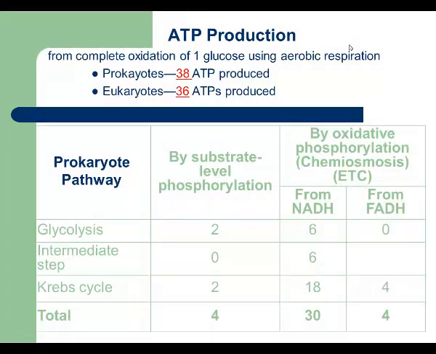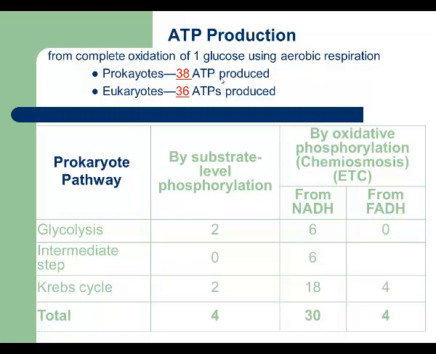This slide shows you how many ATPs are produced by prokaryotes and eukaryotes. As you see, prokaryotes make 38 ATPs versus 36 ATPs produced by eukaryotes. The question is why prokaryotes make more ATPs than eukaryotes. The reason is that prokaryotes have higher metabolism, faster metabolism, and we're going to talk about it next lecture.